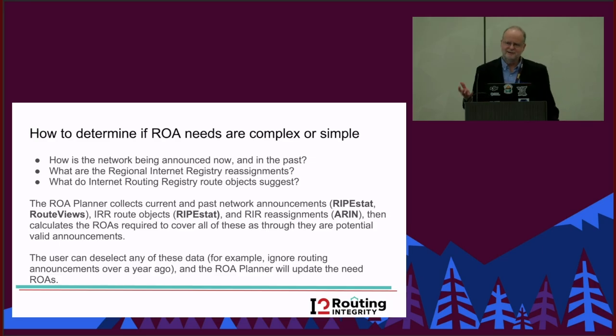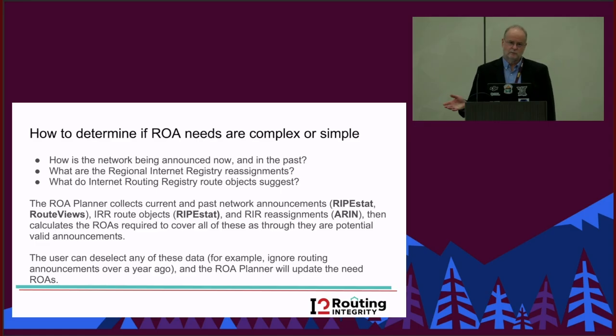So here's the kind of data we gather to help us plan ROAs. We look at how the network is currently announced, and then we look at its history of being announced. We look at the regional internet registry reassignment records, and then we look at the Internet Routing Registry route objects as indications that there may be a route, maybe we're not seeing it right now, but there may be a route that would be consistent with a route object in an IRR.